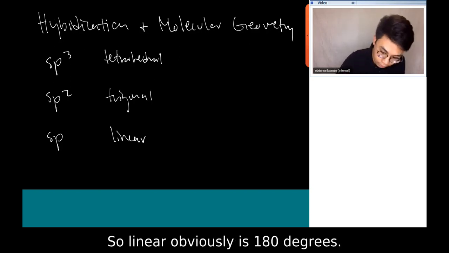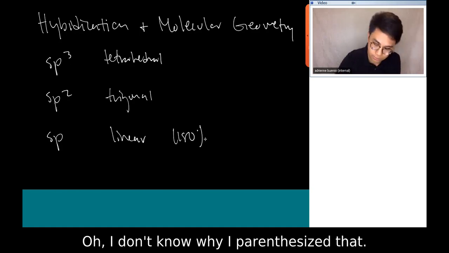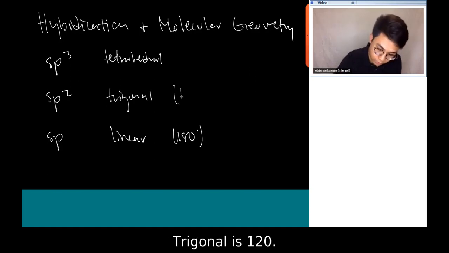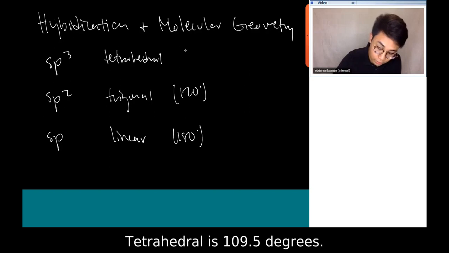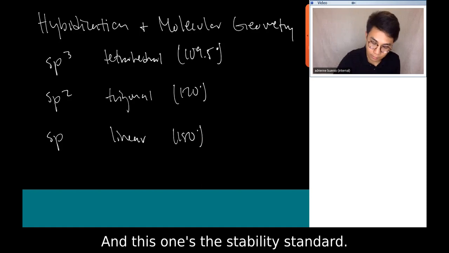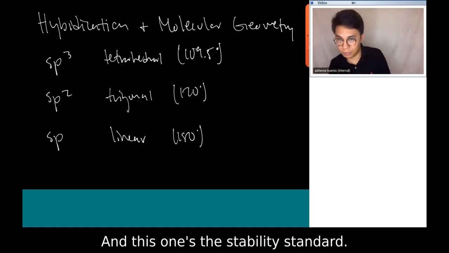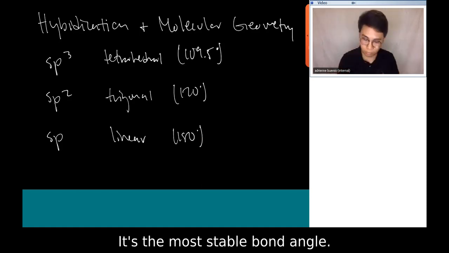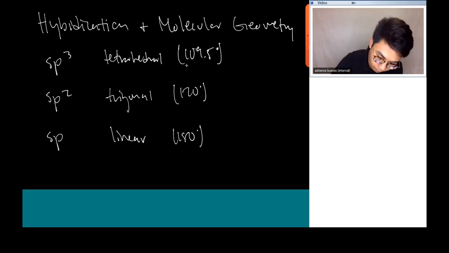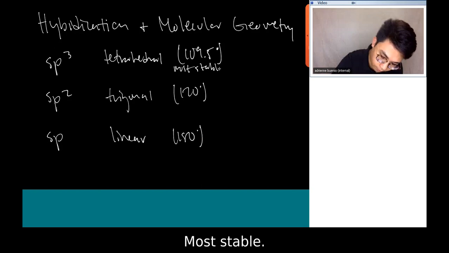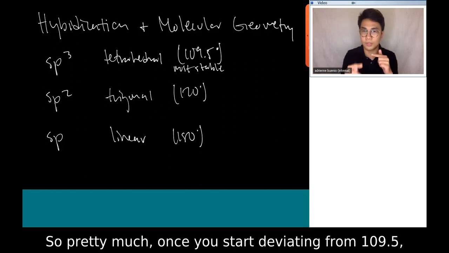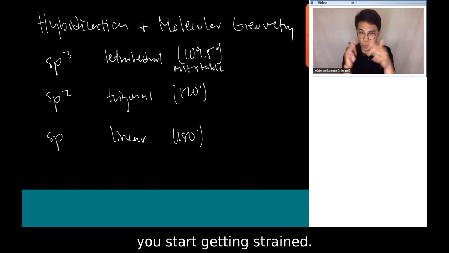So linear obviously is 180 degrees. Trigonal is 120. Tetrahedral is 109.5 degrees. And this one's the stability standard. It's the most stable bond angle. So pretty much once you start deviating from 109.5, you start getting strained, right?